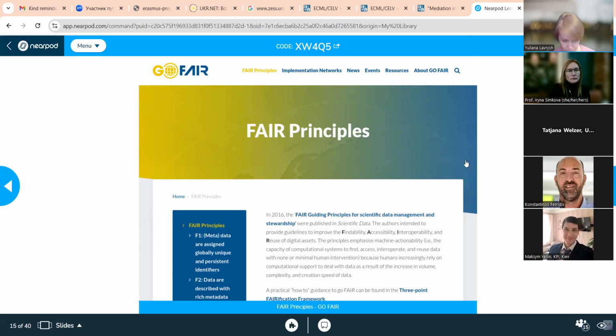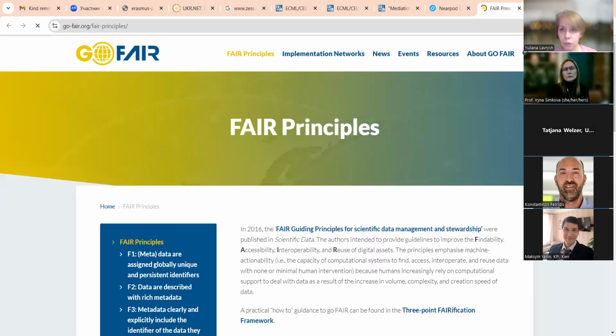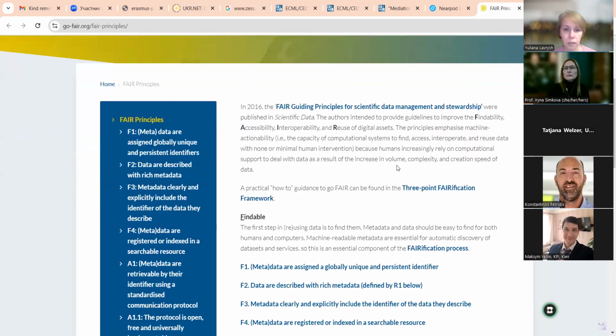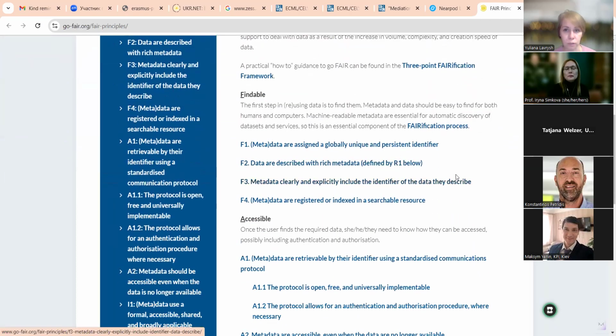Here is a resource which clearly explains what the FAIR principles are. We don't have a lot of time, but I just want to demonstrate what it means, how it works, and where you can find necessary information. So let's have a look at the first principle of open science, which is findable.